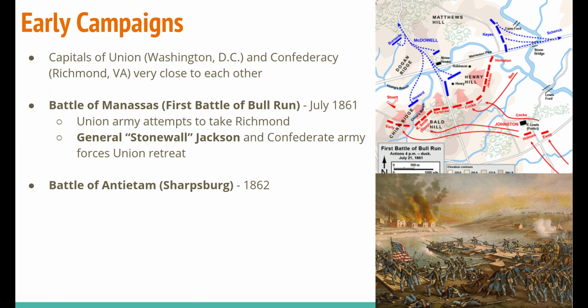All right, second major battle that you need to understand is the Battle of Antietam, otherwise known as Sharpsburg. We'll always refer to it as Antietam, in 1862.